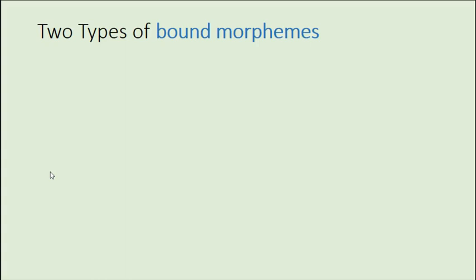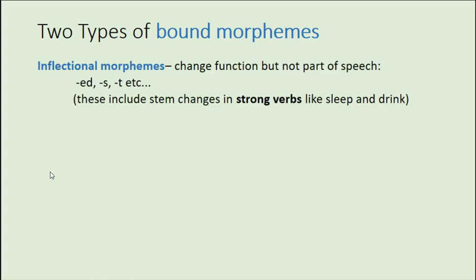I talked about bound morphemes before, right? Morphemes that can't exist on their own. They have to be attached to another word. And there's two kinds. One is inflectional morphemes. These are morphemes that change function but not part of speech, right? So if I put D, S, or T on these, as in I walked, he walks, I slept, they do not change a verb into something else. It's still a verb, but it's changing how that verb is functioning. It's giving us more information about what work that verb is doing.